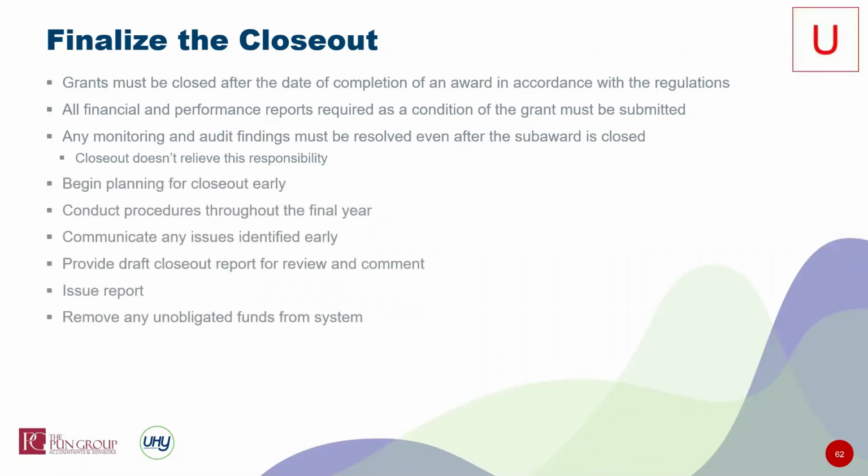So what does that mean? You want to start your closeout early, before the end of the grant award, so that you have time for remedy, and try to conduct your procedures throughout the final year so that you're not up against the deadline and pushed to the limit. Communicating any issues identified early on that closeout is important as well, and providing a draft closeout report for review and comment to the subrecipient. Issue that report. And then I think finally is to remove any unobligated funds from the federal system on the drawdown. So with that, that's kind of the full cycle. It is the full cycle of monitoring a grant.